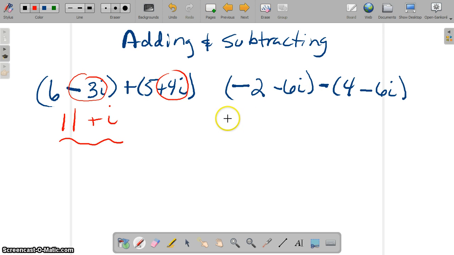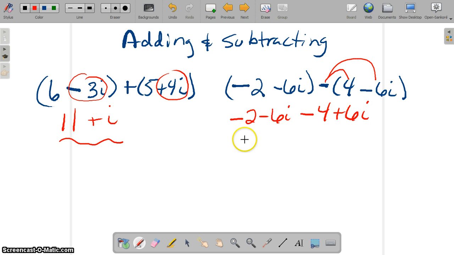When you're subtracting, be very careful. I'm going to actually rewrite this and distribute my negative here. Negative 4 plus 6i, okay, to avoid any mistakes. Negative 2 minus 4 is negative 6. Negative 6i plus a 6i is 0. So actually, negative 6 is my answer, and we actually got a real number from subtracting two complex numbers together.